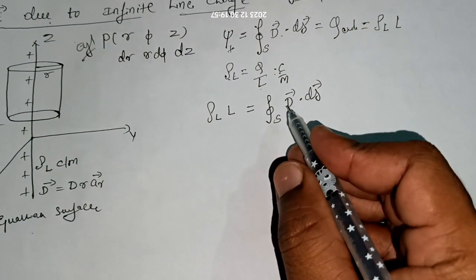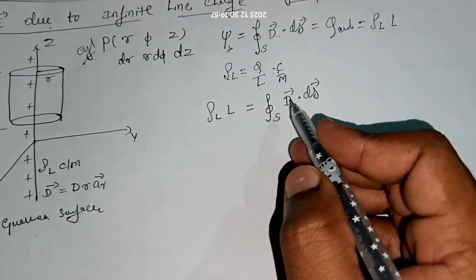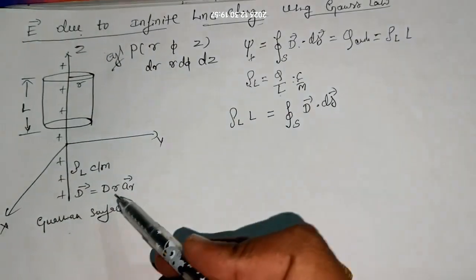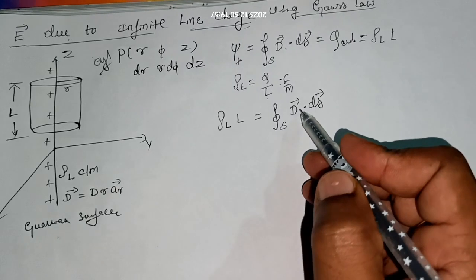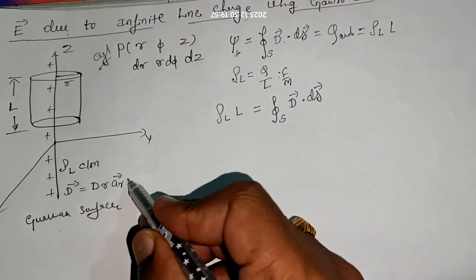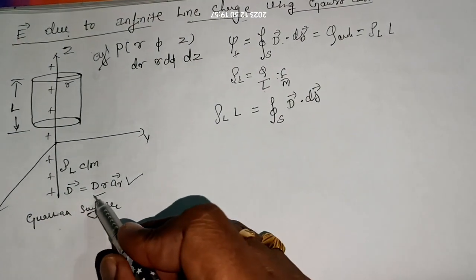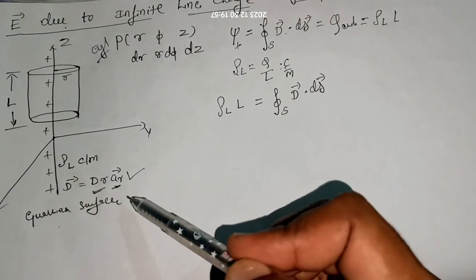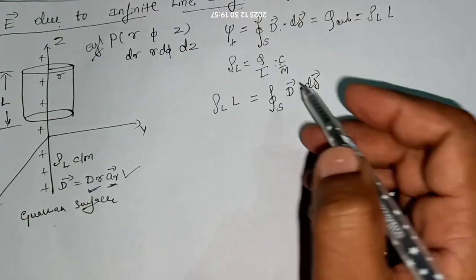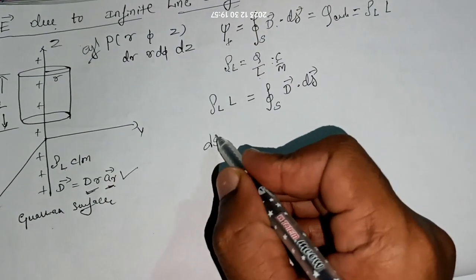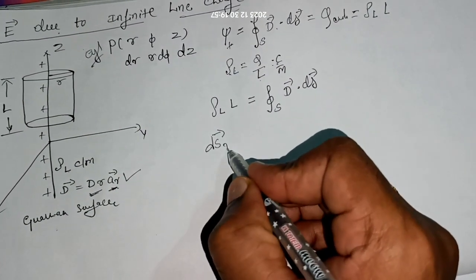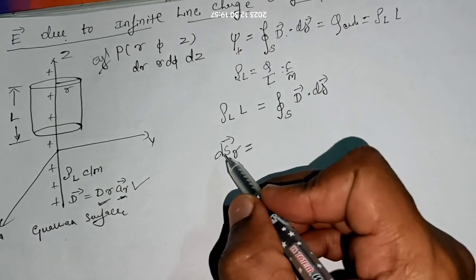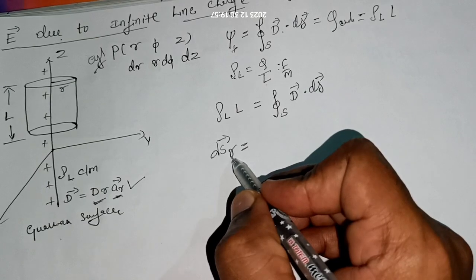What is D? D vector is nothing but the electric flux density. So here the considered radius is R. So the D vector can be written as the scalar Dr, and the unit vector is in which direction? R direction. So it is aR. Similarly, we should write what is dS vector along R. The dS vector means the differential surface vector which is normal to the R direction.